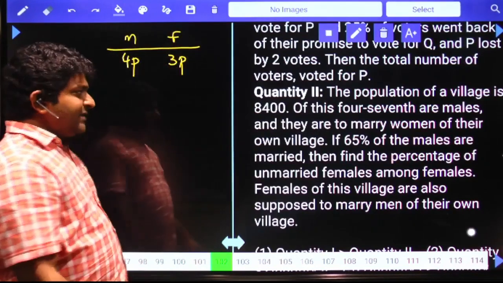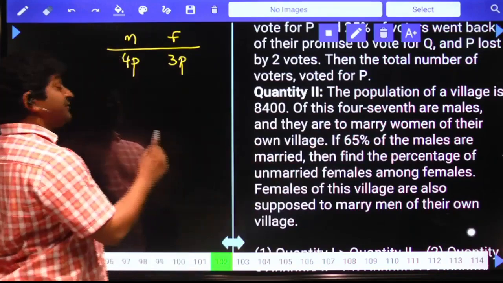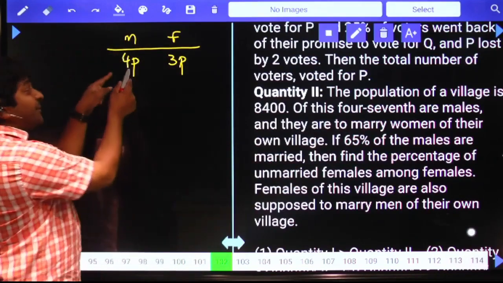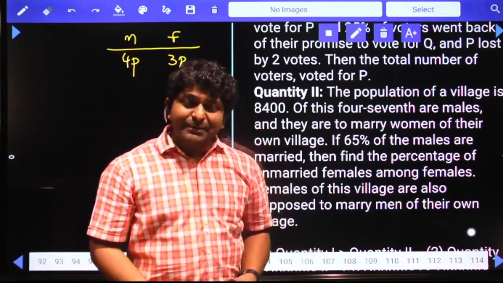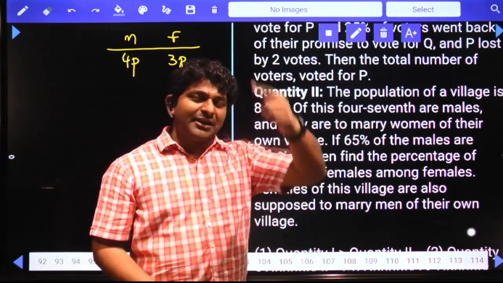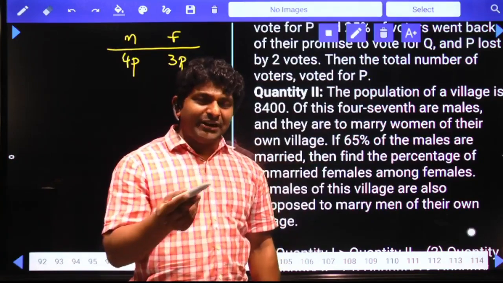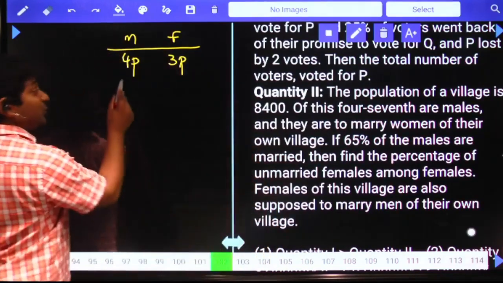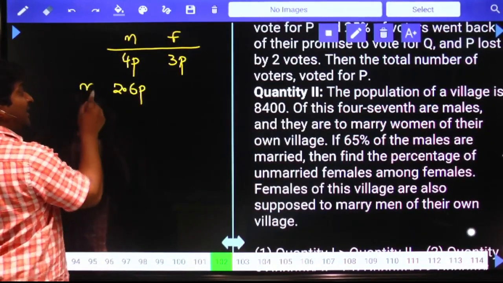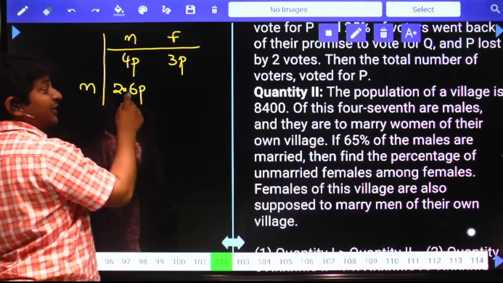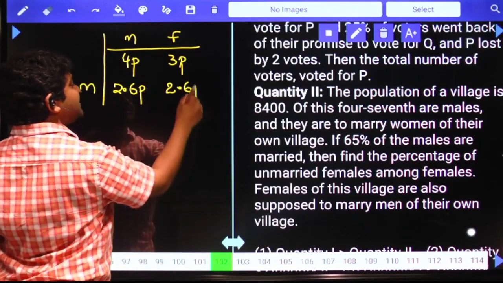Now, 65 percentage of male are married. How many are married? Let's calculate. 65 percentage of 4 or 4 percentage of 65, one and the same. 4 percentage is better to calculate. 1% of 65 is 0.65. Double, 1.3. Again double, 2.6. If 2.6 parts of male are married, then as males from the village need to marry only females from the same village, that will be equal to 2.6 parts only.